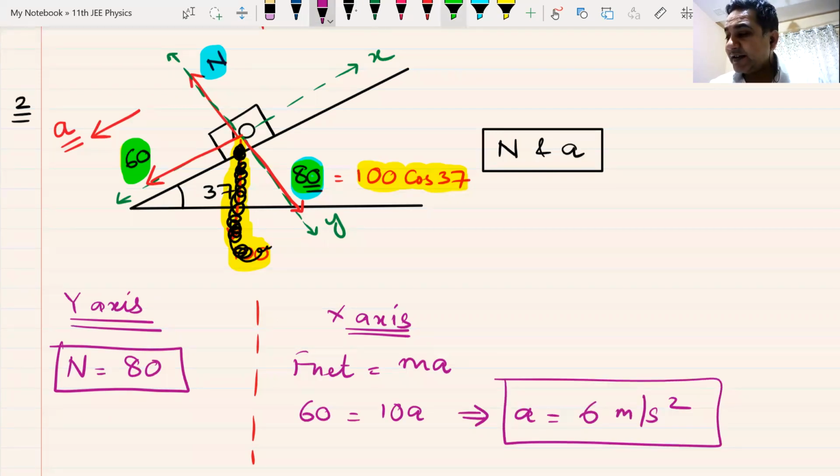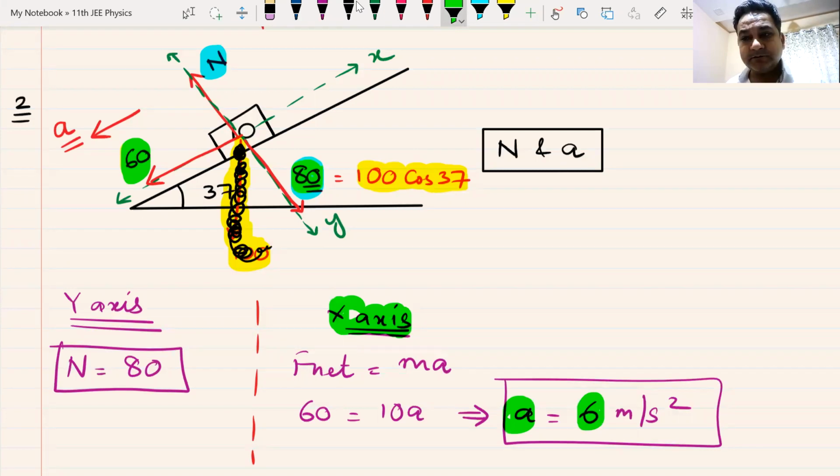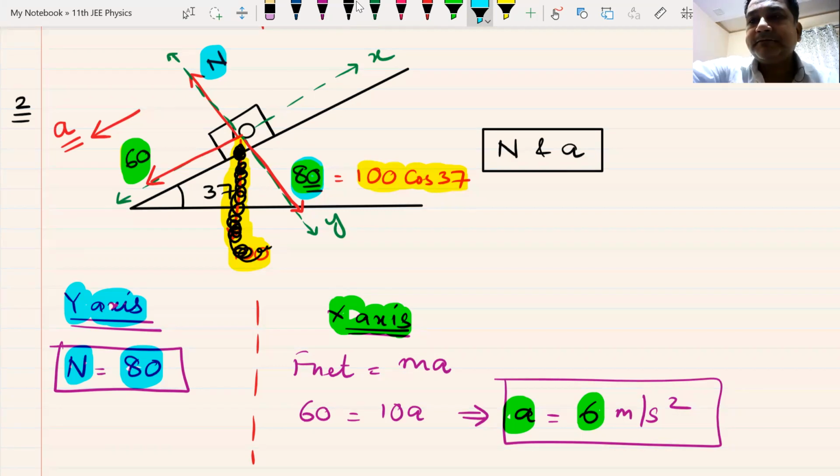That is the equation that I get from the x-axis in green. That gives me the acceleration of the body. From the y-axis in blue, I get the value of the normal reaction, which is 80. I'm done with both of my questions, and there goes the solution for this one. Do we understand this, everyone? Can I have some raised hands that we understand this? How I've done this?